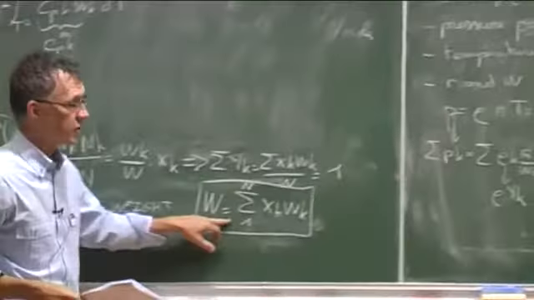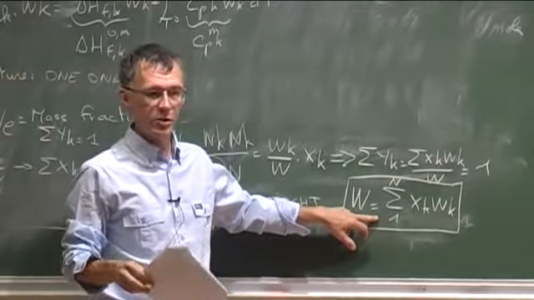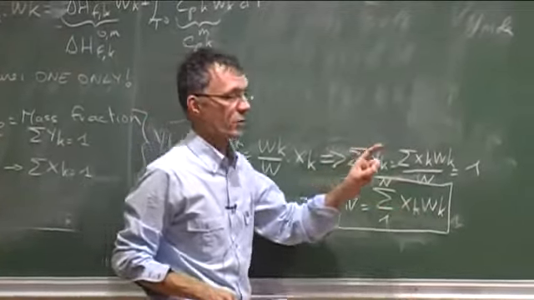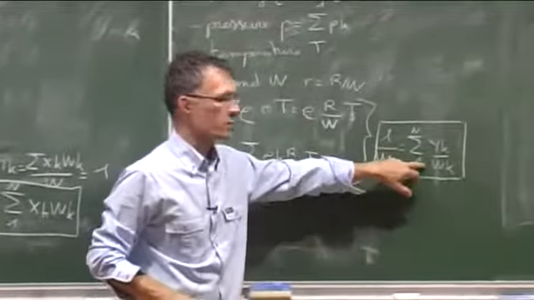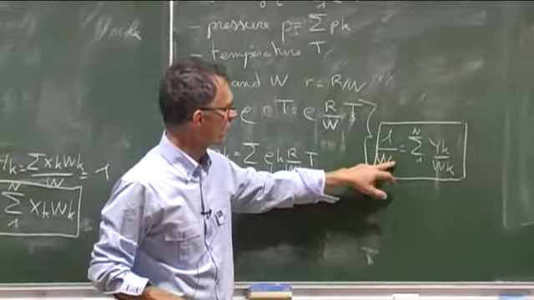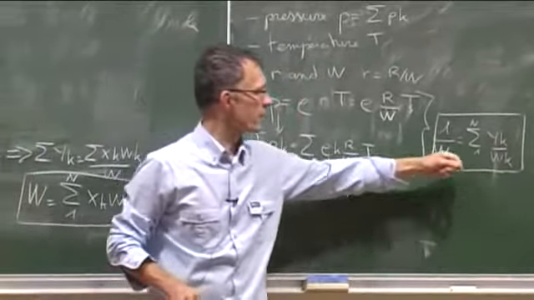But if you look at this definition, this one is what you believe. It's a simple average of the Wk with the molar fractions. If you want to work with the mass fractions, you have to work with this expression. And of course, quite often we see students believing that W is equal to the sum of the Yk Wk, which is not right. This is the right expression to use.